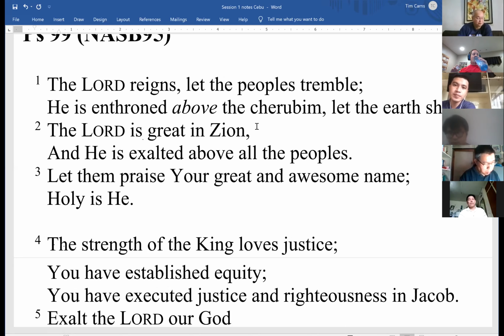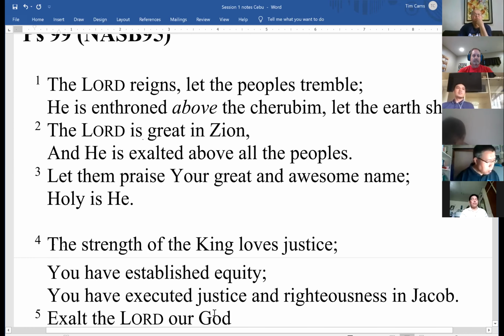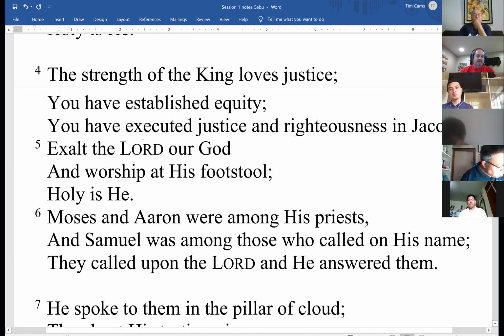Psalm 99, starting verse 1. The Lord reigns, let the peoples tremble. He is enthroned above the cherubim, let the earth shake. The Lord is great in Zion, and he is exalted above all the peoples. Let them praise your great and awesome name. Holy is he. The strength of the king loves justice. You have established equity. You have executed justice and righteousness in Jacob. Exalt the Lord our God.